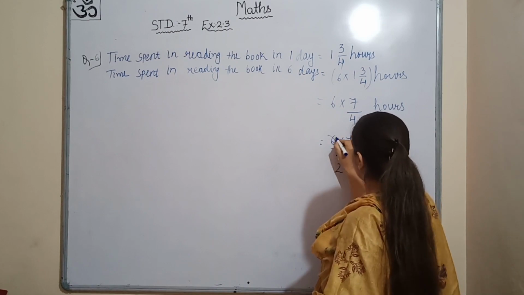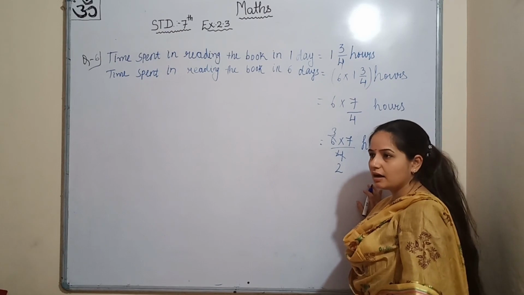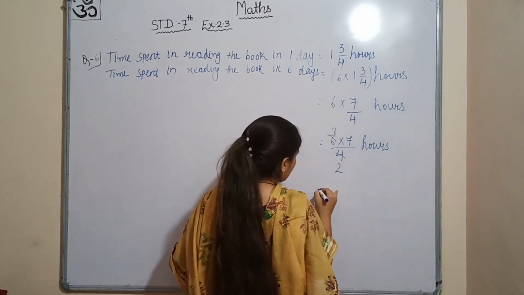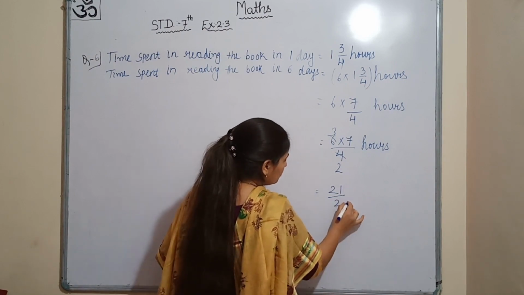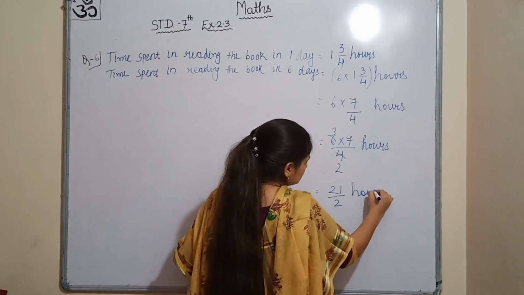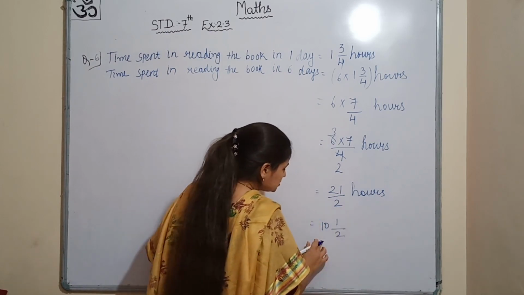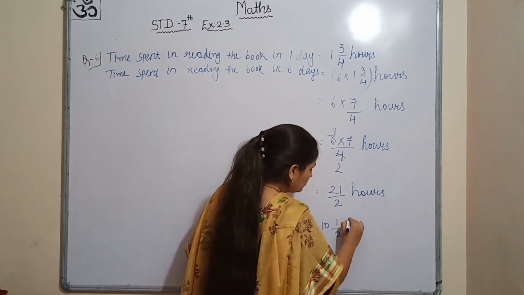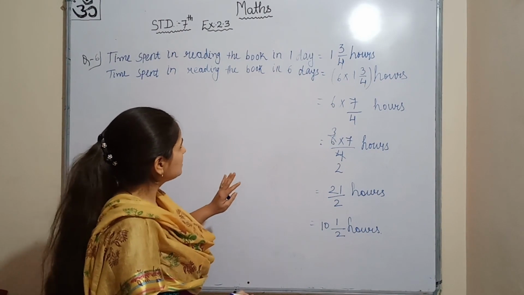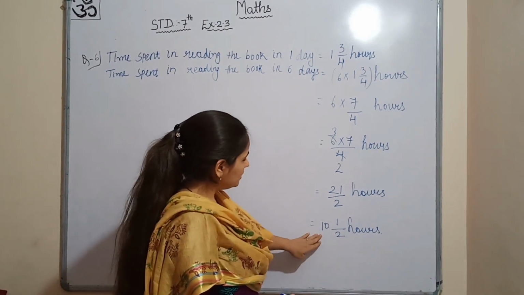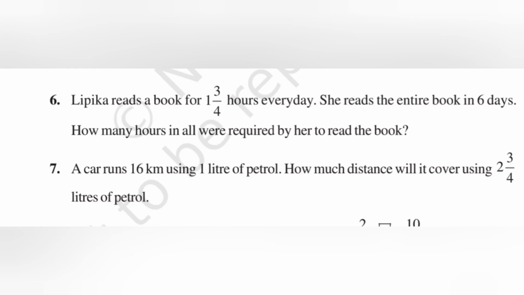Two twos are 4 and 2 threes are 6. Common factors will be cancelled. We'll cut the common factors and then the final answer will be 21 upon 2 hours. As a mixed fraction it will be 10 integer 1 upon 2 hours. So Lipika would have completed this book in 10 integer 1 upon 2 hours altogether in 6 days. Now question number 7.